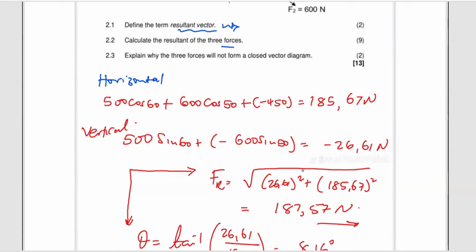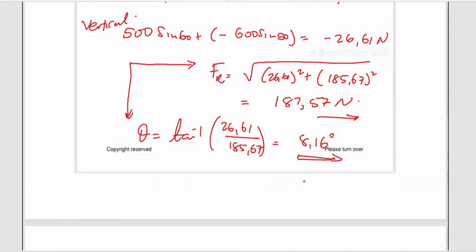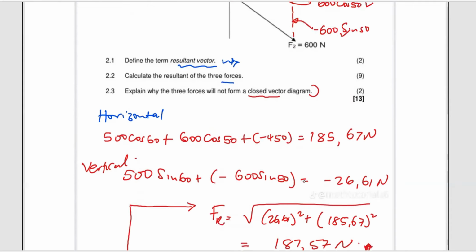Then 2.3. Can we explain why the three forces will not form a closed vector diagram? Now, for us to have a closed vector diagram, the resultant force must be zero, which is not the case for this one. So the explanation is going to be that the resultant force is not zero. All right, so that is question number 2.